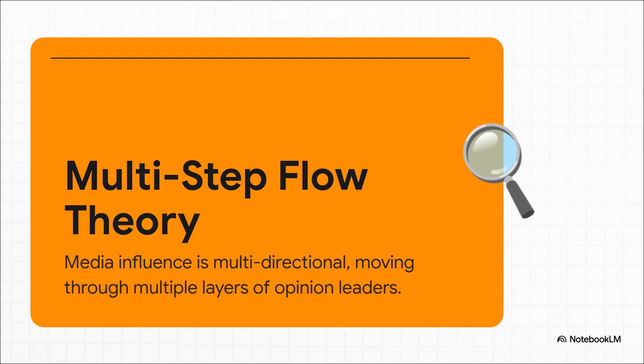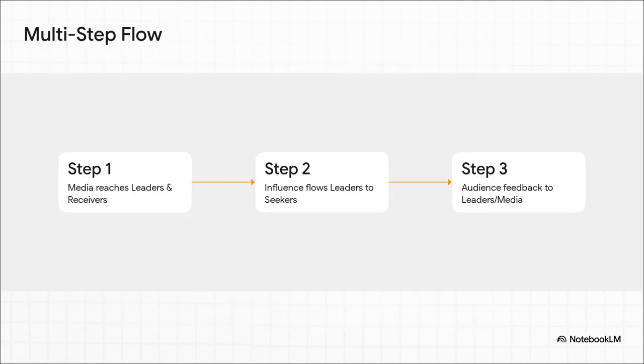And here's the kicker. As information passes through these multiple layers, opinion leaders often infuse their own biases and interpretations. They can alter or completely distort the original message. It's multidirectional. It's basically a massive societal game of telephone. Notice how this flow adds a totally critical third step. Step 1, media hits the leaders and some general receivers. Step 2, leaders influence the seekers.